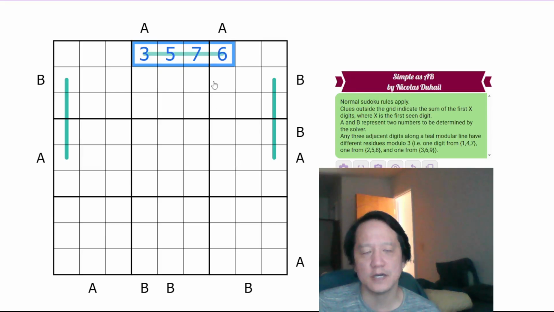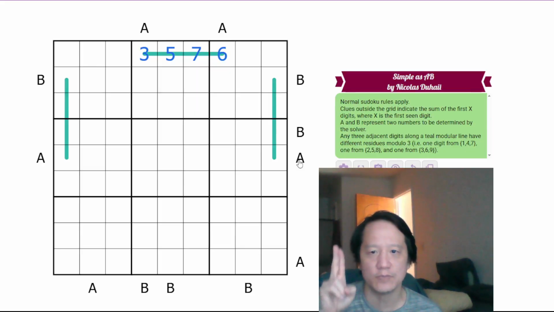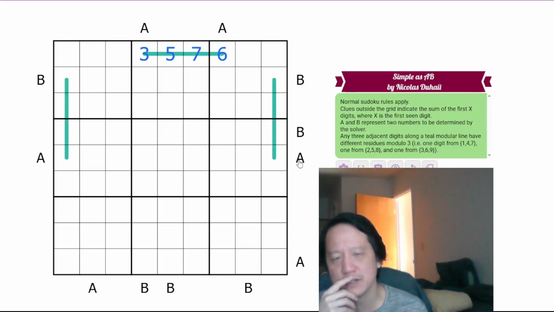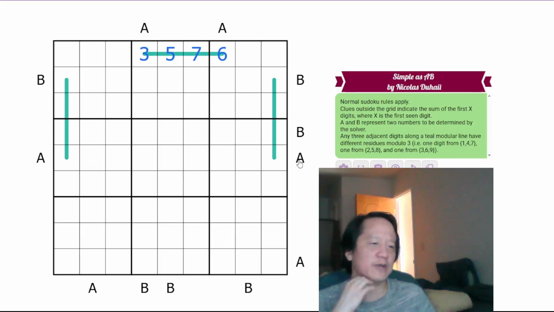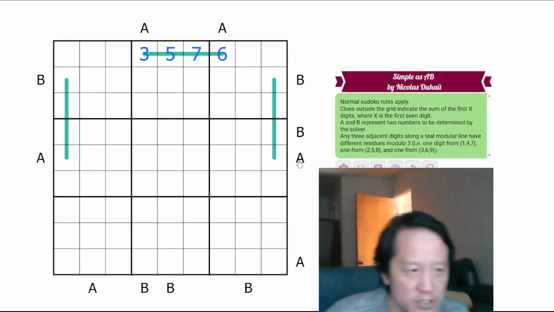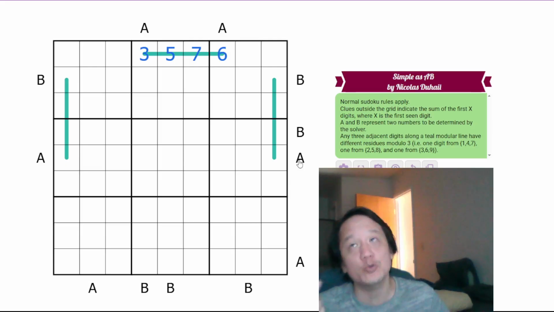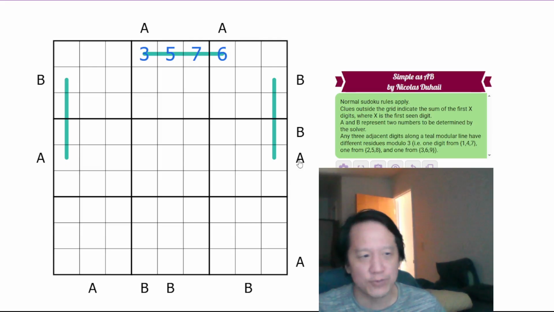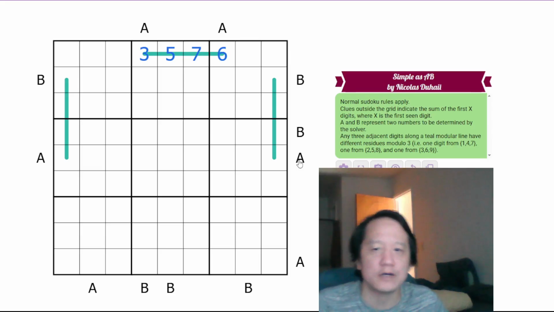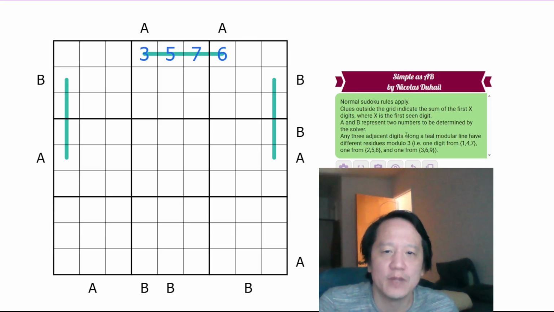Anyways, again, A and B represent two distinct numbers. Actually, I guess they don't have to be different. I'm not assuming they are, but I'm thinking that they're probably going to be different numbers. Anyways, those are all the rules. If you'd like to play along, there's going to be a link in the description. And now, I'm going to get started.